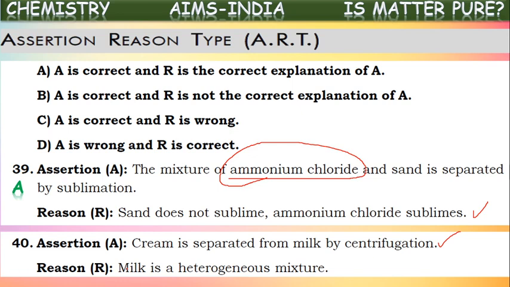Of course, milk is a heterogeneous mixture because the fat particles are dissolved in the milk. But here they did not give the correct reason. So both are correct statements only, but here it is not the correct explanation why it is separated by using centrifugation. Okay, so B will be the correct answer.